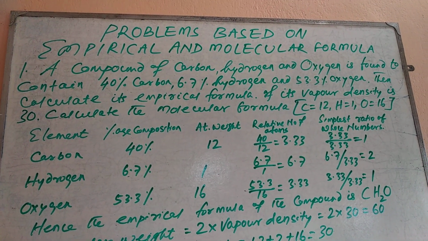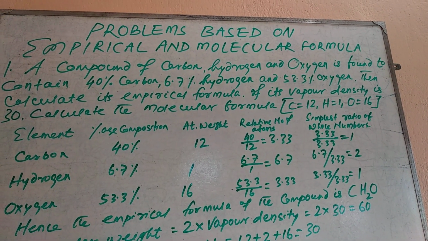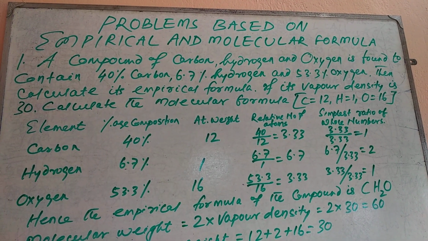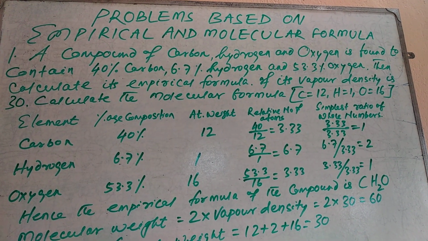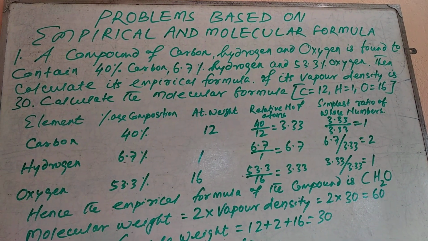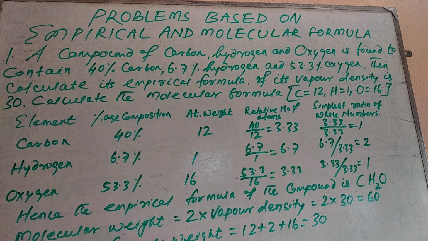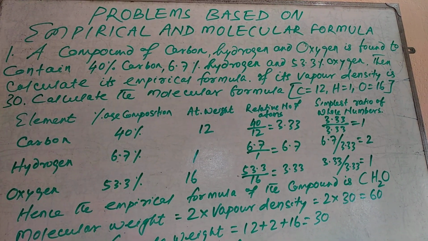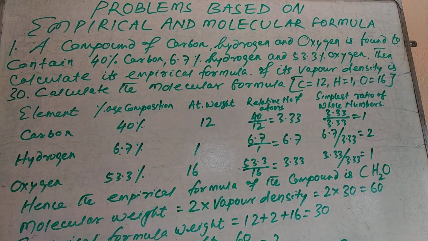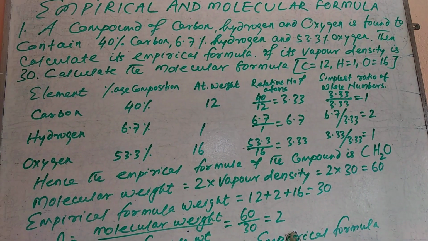Let us come to the first example. A compound of carbon, hydrogen, and oxygen is found to contain 40% of carbon, 6.5% of hydrogen, and 53.5% of oxygen. Then calculate its empirical formula. If its vapor density is 30, then calculate the molecular formula. Given that the atomic weight of carbon is 12, hydrogen is 1, and that of oxygen is 16.